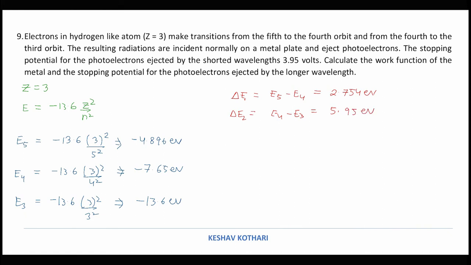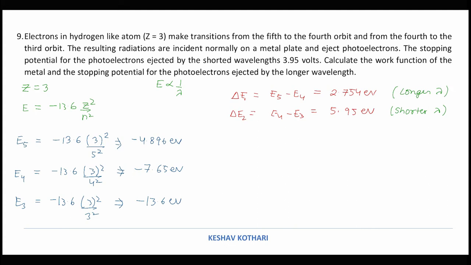Now considering these two values, since energy is inversely proportional to wavelength, I can say that the larger energy corresponds to shorter wavelength, and this smaller value corresponds to longer wavelength.